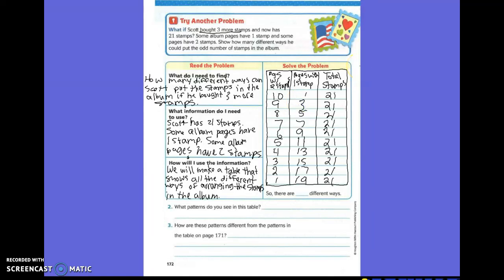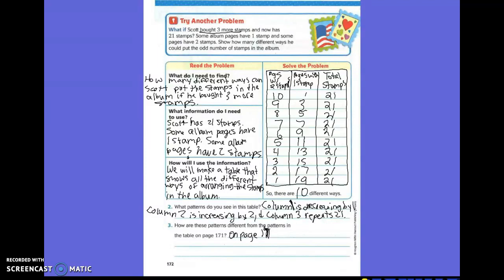Okay, we finished up these columns. We noticed that column 1 is going down by 1s. Column 2 is increasing by 2s. And the last one is always equal to 21. How many different ways did we find that equals 21, everybody? 10 different ways. Okay, now what patterns do we see in this table? We just talked about this. What patterns did we say we saw in column 1? Okay, we said the patterns we saw of column 1 is decreasing by 1, column 2 is increasing by 2, and column 3 repeats 21.